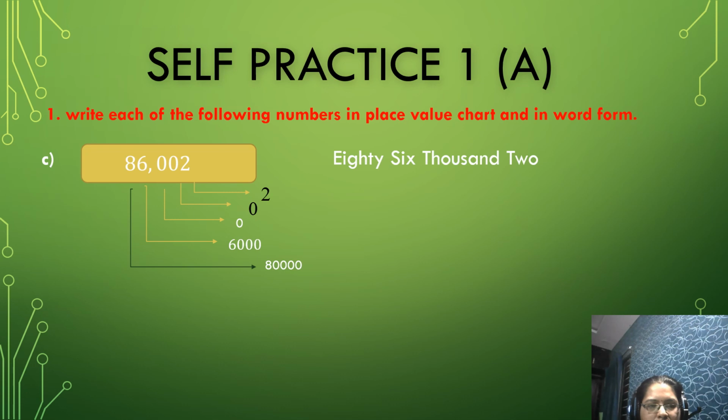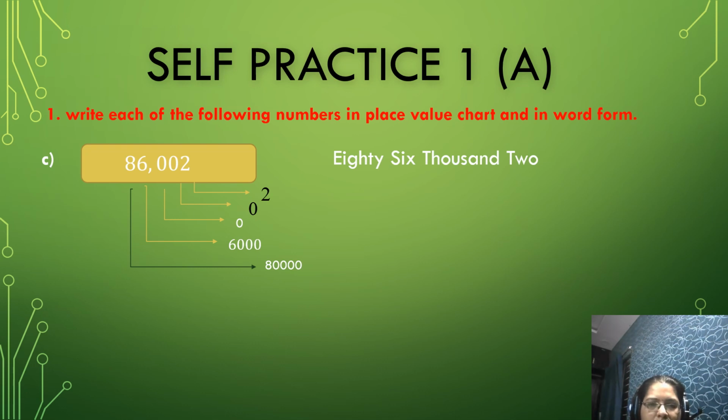86,002, and place value of 2 is in unit place, so place value of 2 क्या होगा 2 only. 0 is in tens place, so place value of 0 क्या होगा 0 multiplied with 10 is 0 only, and 0 100 place में है, what place value of 0 will be 0 multiplied with 100, that is 0 only, and 6 1000 place में है, place value of 6 will be 6 multiplied with 1000, that is 6000, and 8 is in 10,000 place, so place value of 8 will be 80,000.